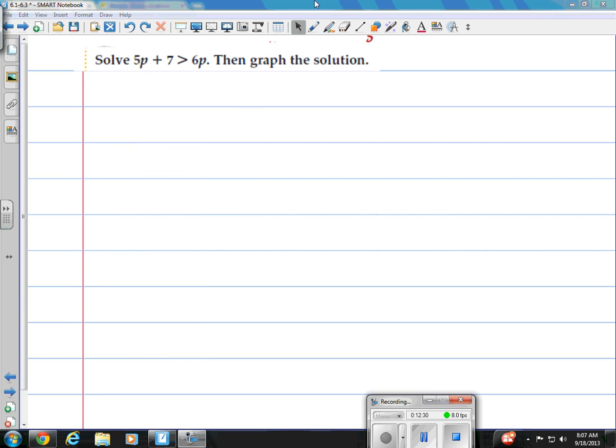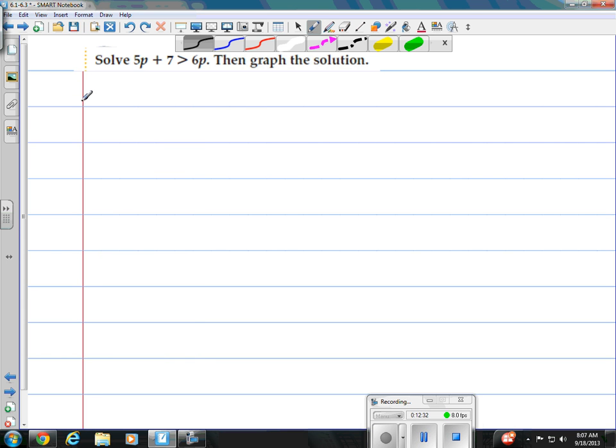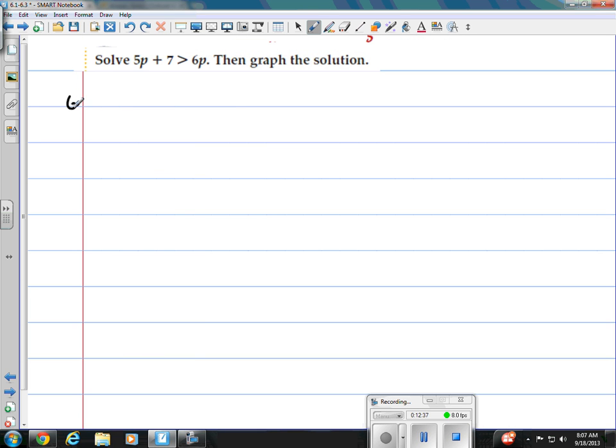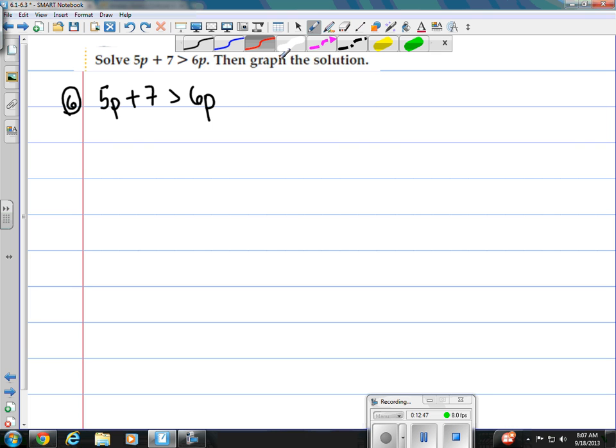Last example for us today. So this is example, I forgot my example number. This is example number 6. And we have 5p plus 7 is greater than 6p. First thing we recognize is that we're solving for p, but he's on both sides of my inequality. So I want my p on the left side. So I keep my 5p, he drops down, he's already on the left.